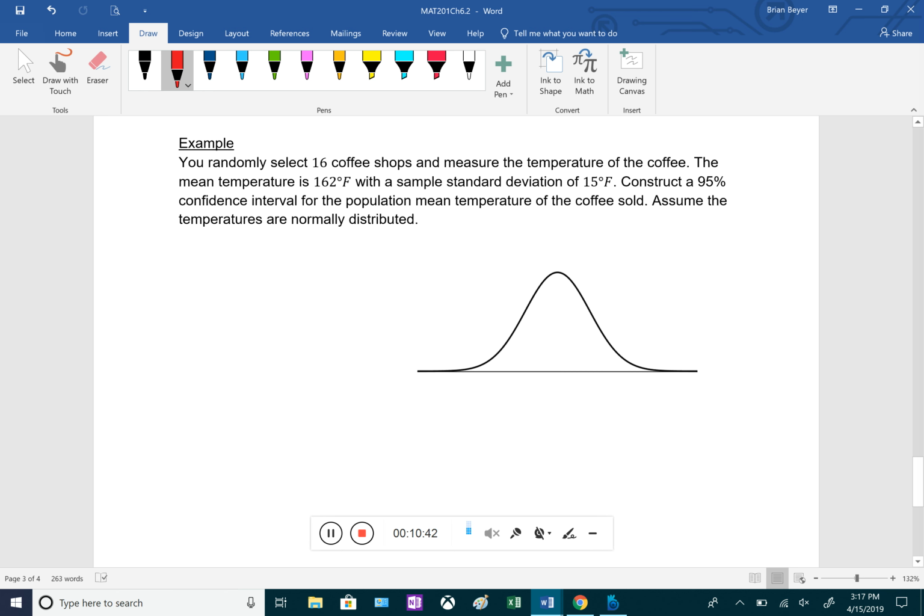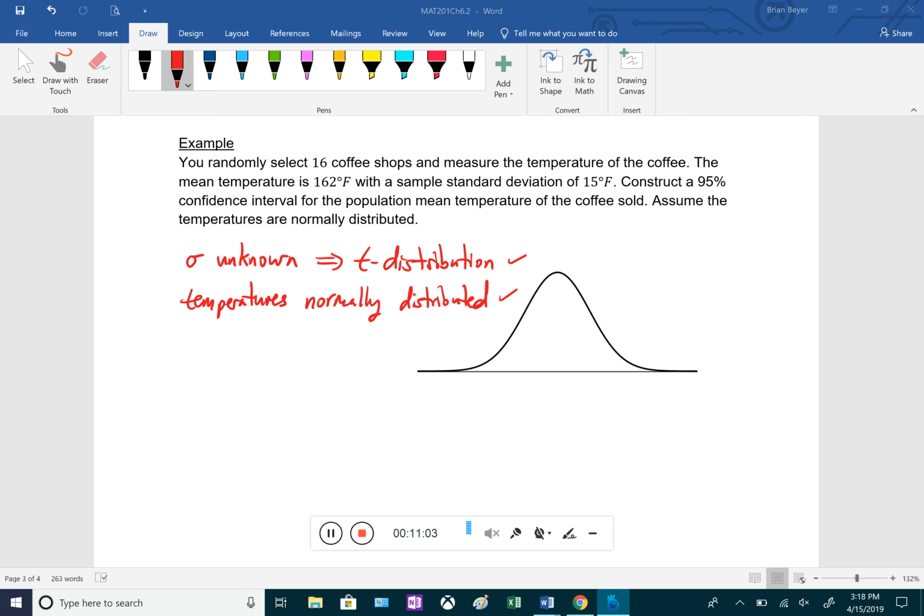Okay, so the first thing that I'm going to put here is that sigma is unknown. We are given a sample standard deviation, that is S. So we are using the t-distribution. We're also told that the temperatures are normally distributed. So those are kind of our two checks here to know that we're doing it in this way.